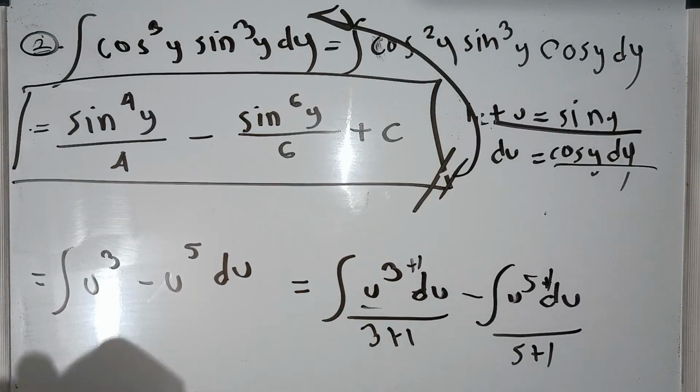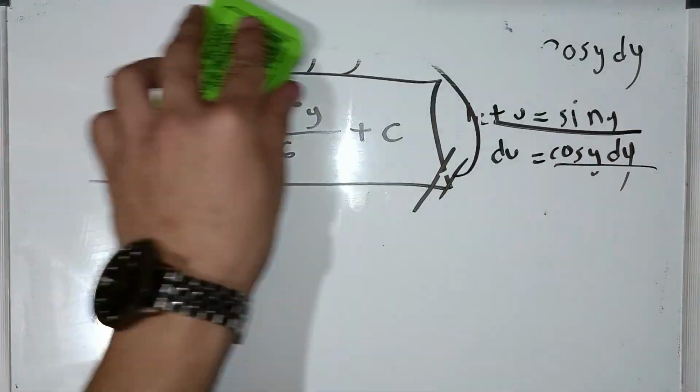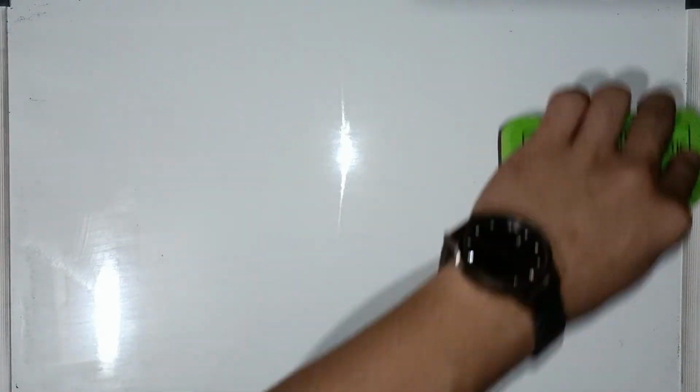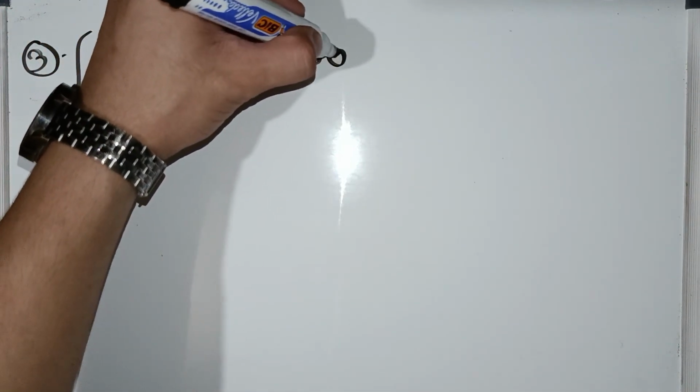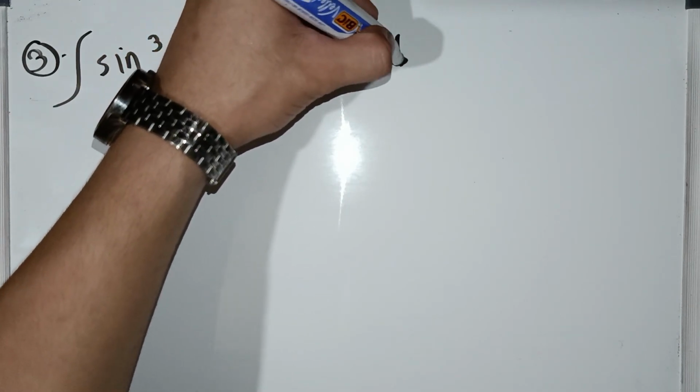So for our problem number 3, let's try to add some difficulty to challenge our understanding. For number 3, let's try the integral of sine cube theta multiplied by 2 minus 3 cos theta raised to 2 d theta.